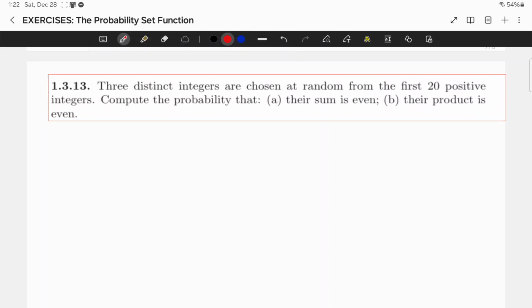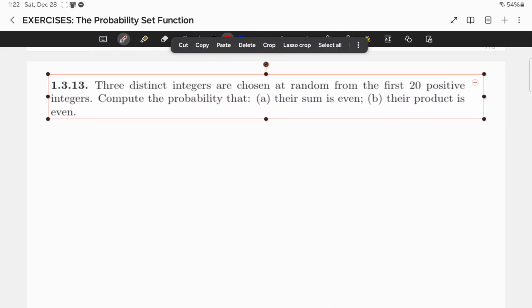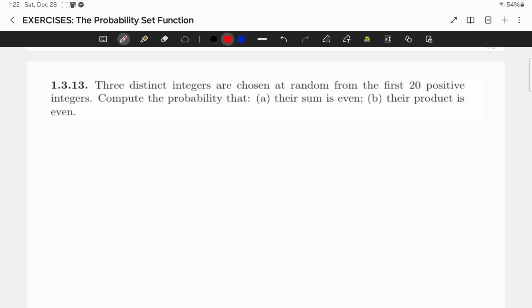We have three distinct integers chosen at random from the first 20 positive integers. We have to compute the probability that their sum is even, and the probability that their product is even. Alright. So we know that for us to have event A, when their sum is even, what are the conditions for us to have an even sum of the first 20 positive integers?